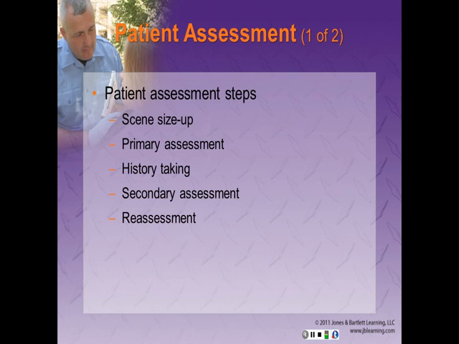Our patient assessment process is always the same. You hear me say this every lecture. You perform a scene size up, do a primary assessment, take a history, do a secondary assessment, and always reassess.